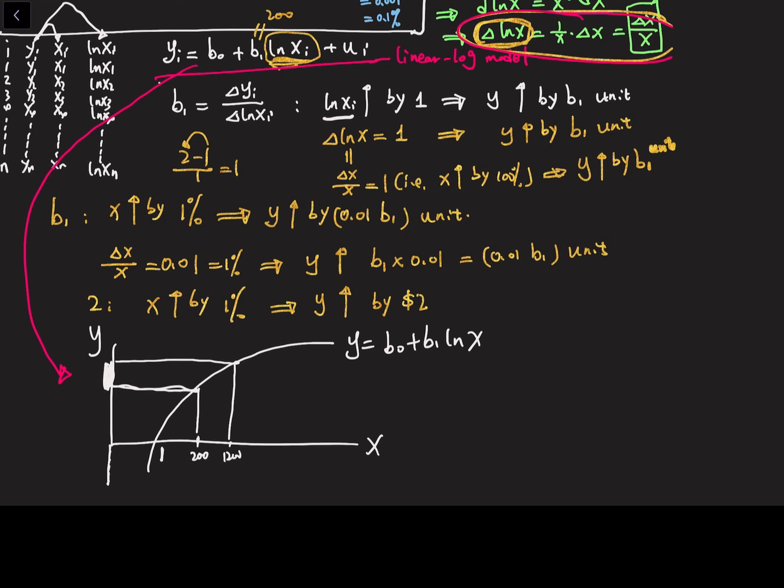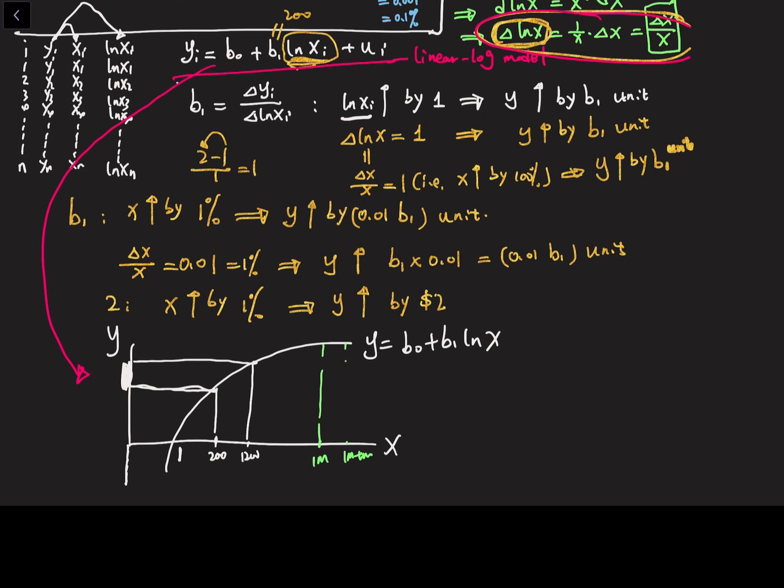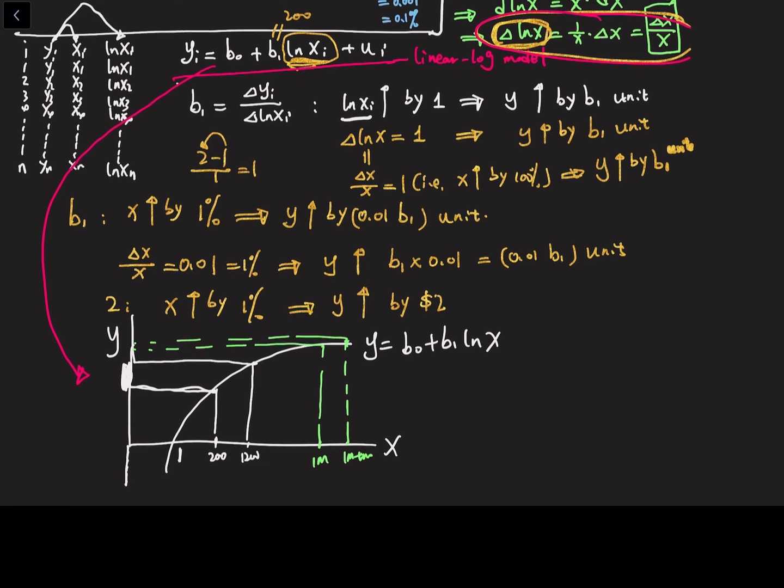But if the family income increased from $1 million to $1 million plus 1,000, the same amount of increase in x, because you're looking at the percentage change, you have a much smaller increase in y, because this increase is just a 0.1% change in x, but the other increase is a 500% change in x, associated with a different amount of increase in y. So we use this linear log model to describe a nonlinear relationship, assuming that the nonlinear relationship makes more sense.